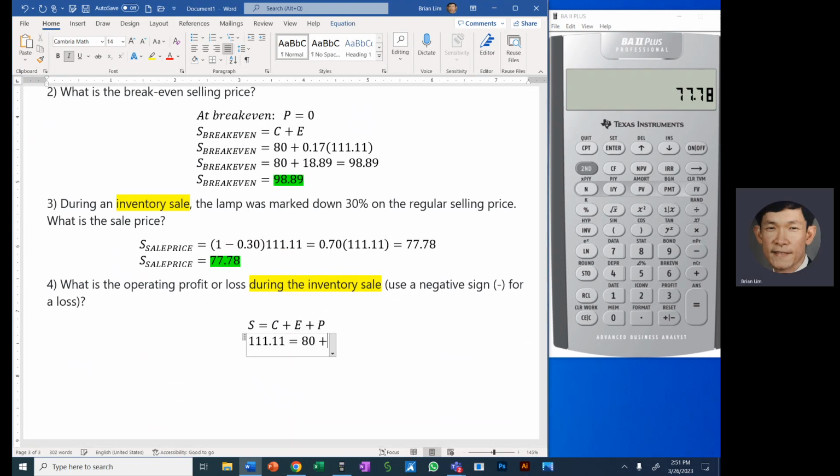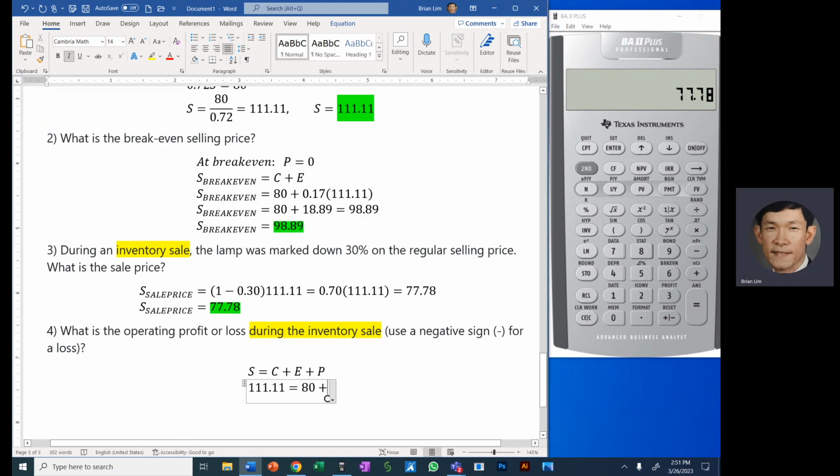So 80 plus the expenses. Now, where did we find the expenses? It's right here. We did calculate the expenses. It's 0.17 times 111.11, which turns out to be 18.89. Okay, so let's put that in there. We need to do plus the profit. Now we can calculate what the profit will be, positive or negative. We will find out.